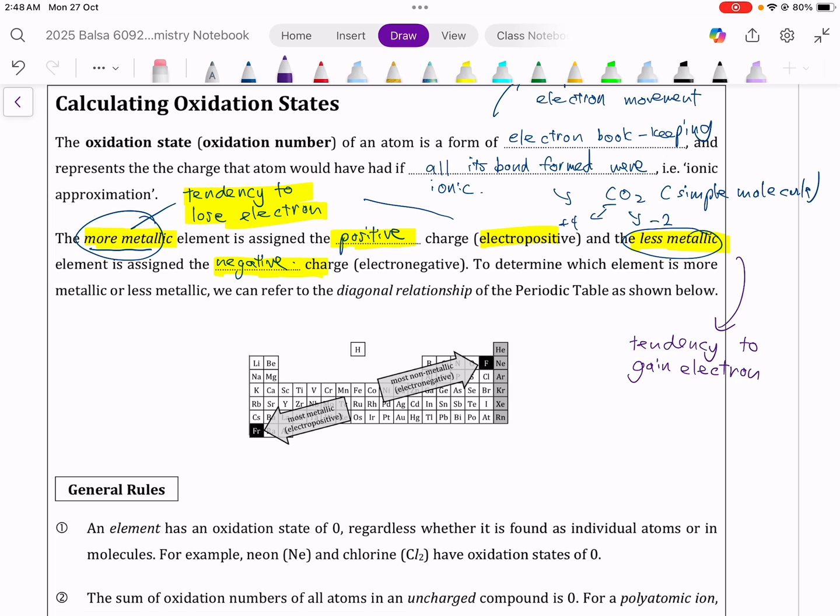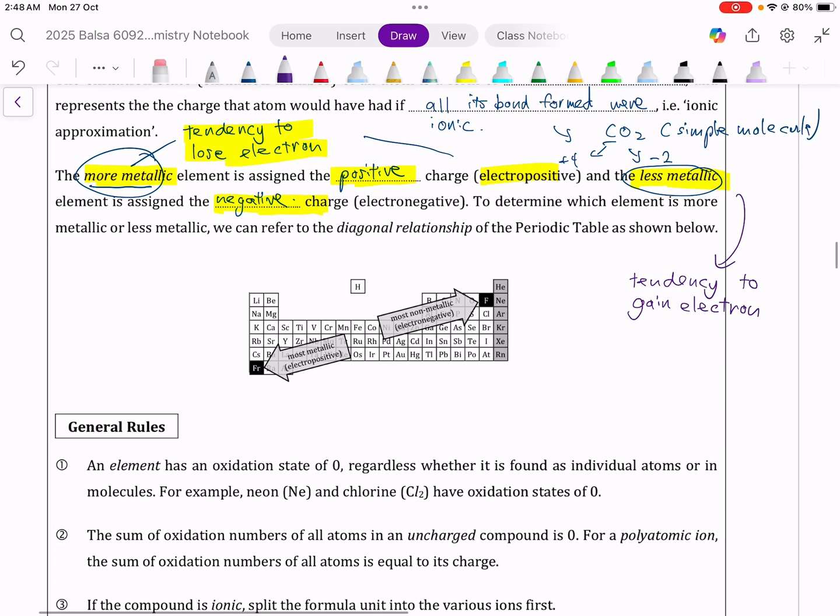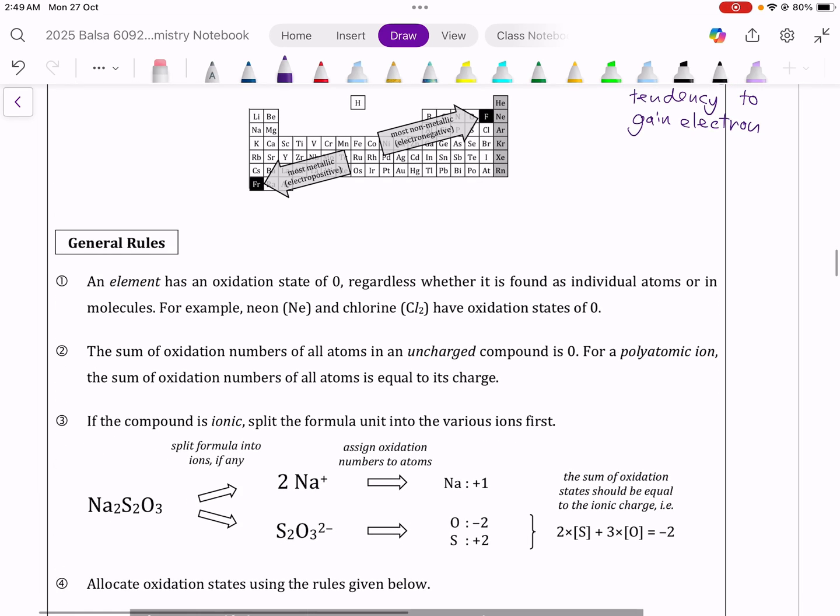So earlier, when you drew polyatomic ions, you came across F, O or N, because they are the most non-metallic, so that's why they have the highest tendency to gain electrons. Alright, there are some rules to follow when we assign oxidation states.